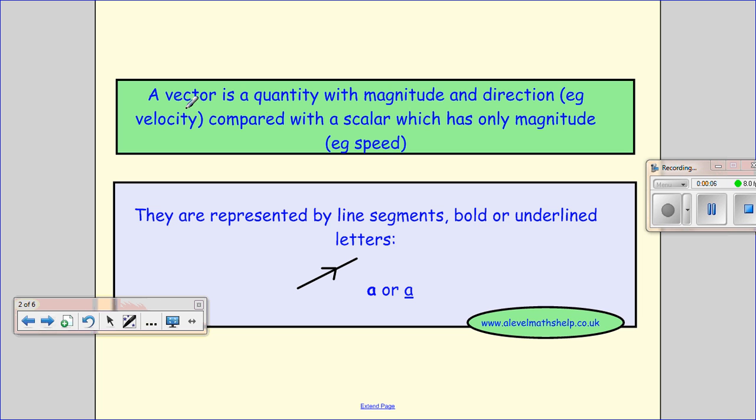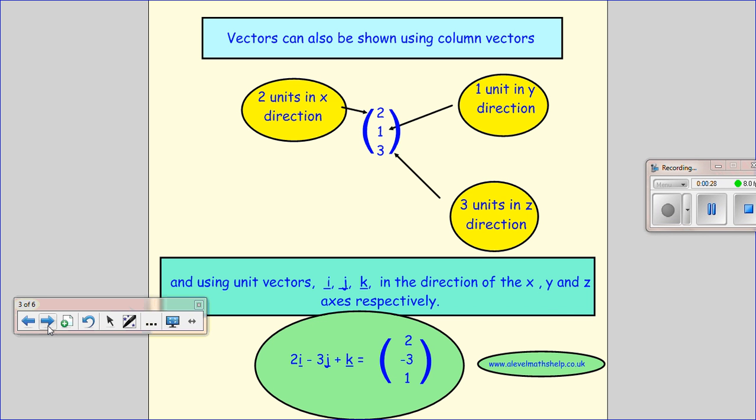So what is a vector? A vector is a quantity with a magnitude and a direction, compared with a scalar which only has a magnitude. So velocity is a vector because it matters what direction you're traveling in, whereas speed you can be traveling in any direction. Okay, they're represented using maybe a line segment, a bold letter or an underlined letter. Normally when you're writing you use the underline.